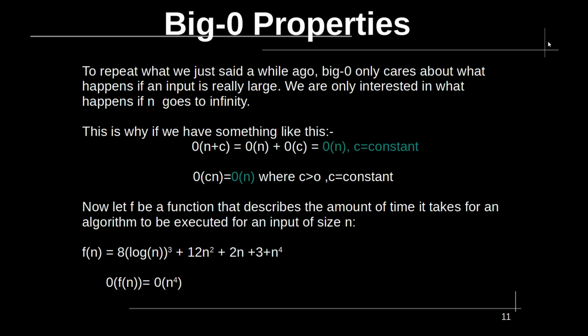The same applies to multiplication. If you open the brackets for multiplication, Big O of c times n, we are going to get Big O of n, because any number multiplied by infinity is also infinity. Now let's look at this example. f of n is equal to 8 log n cubed plus 12n squared plus 2n plus 3 plus n to the power of 4. n to the power of 4 is the biggest in this function, and therefore Big O of f of n will be equal to Big O of n to the power of 4.